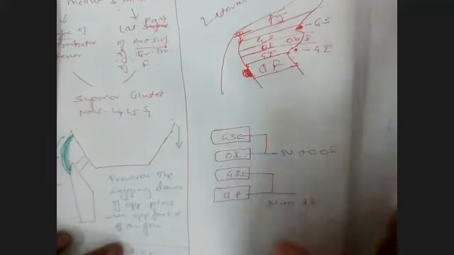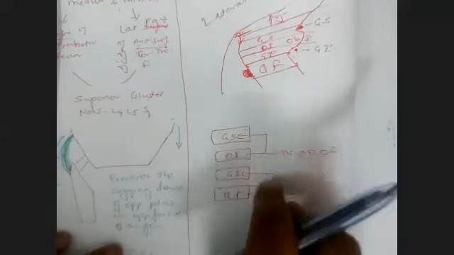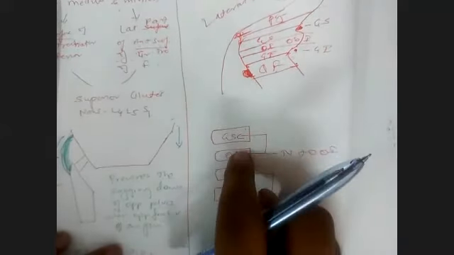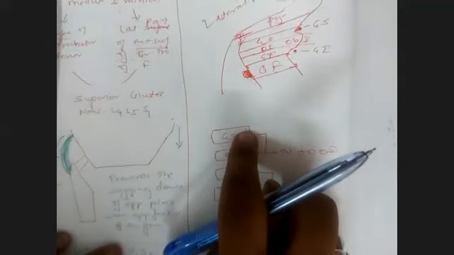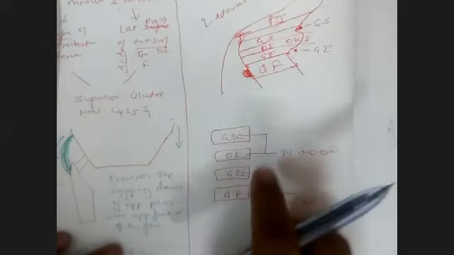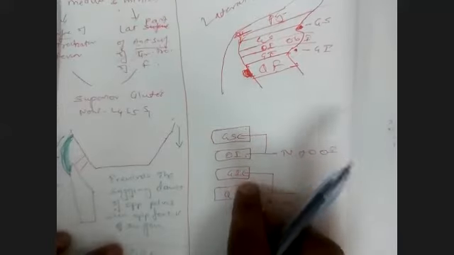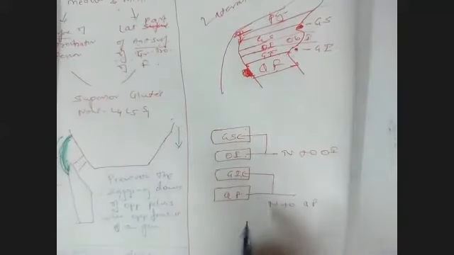Gemellus superior or inferior don't have their own nerves. They are supplied by the nerves supplying the muscle below it. So obturator internus is below gemellus superior, so it is supplied by nerve to obturator internus. Quadratus femoris is below the gemellus inferior, supplied by nerve to quadratus femoris. Okay.